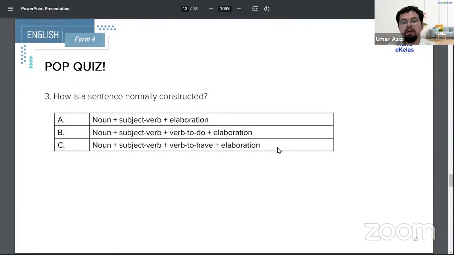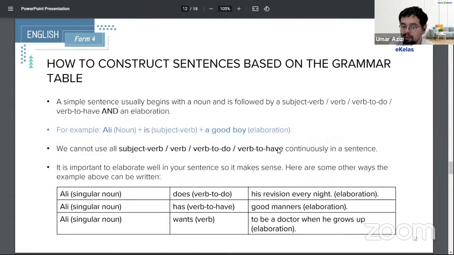Pop quiz now. How is a sentence normally constructed? So we talked about it just now. We talked about the fact that the format is either a noun, then followed by a subject verb, verb to do or verb to have, and then with elaboration. And then we also have a second rule that you can't use subject verb, verb to do, and verb to have concurrently or continuously in a sentence. You kind of have to choose one.